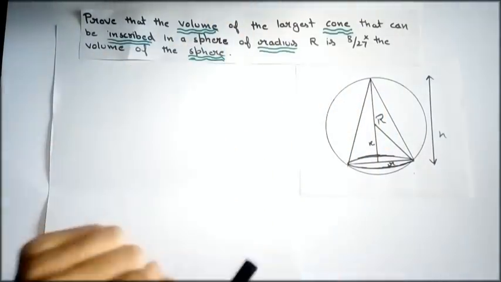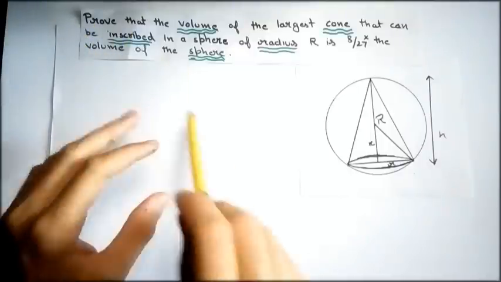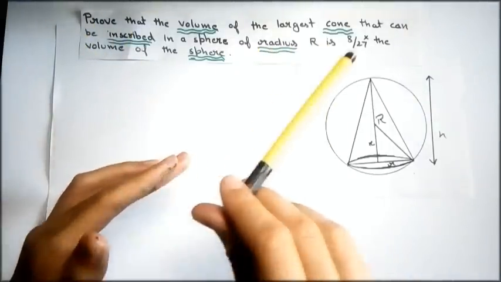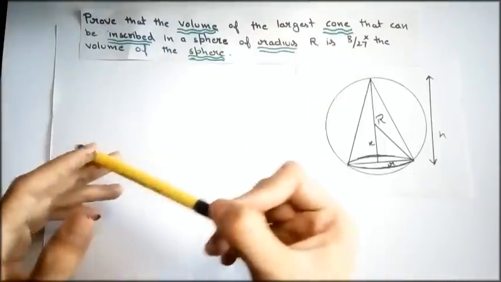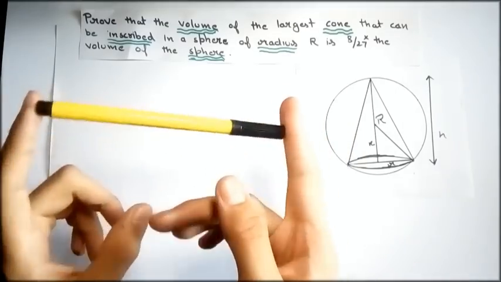Okay, so this is our next question. Let's read the question carefully. Prove that the volume of the largest cone that can be inscribed in a sphere of radius R is 8 by 27 times the volume of the sphere. So this is also an inscription type question.